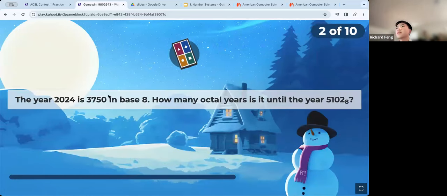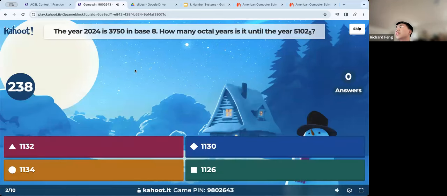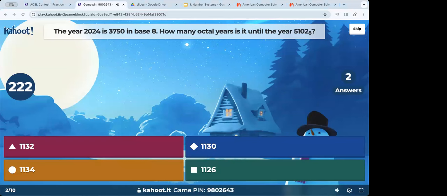Okay. The year 2024 is 3750 in base 8. How many octal years is it until the year 5102? Wait, so 5102 is octal, right? Yes.